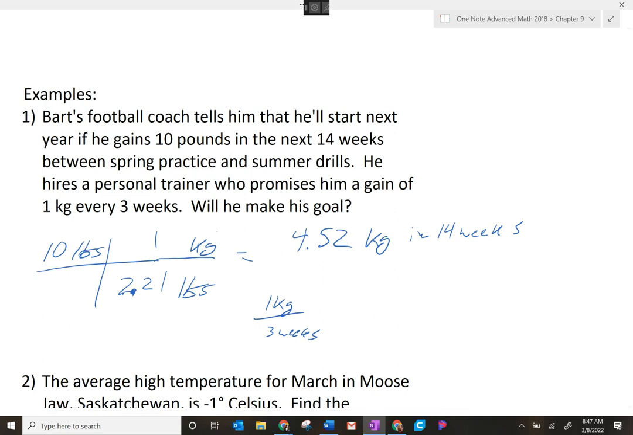So I know exactly what you're doing. You're counting by threes, which is perfect. I'm going to figure out the unit rate. I'm going to figure out how much he's actually going to gain per week. So he's gaining 0.33 kilograms.